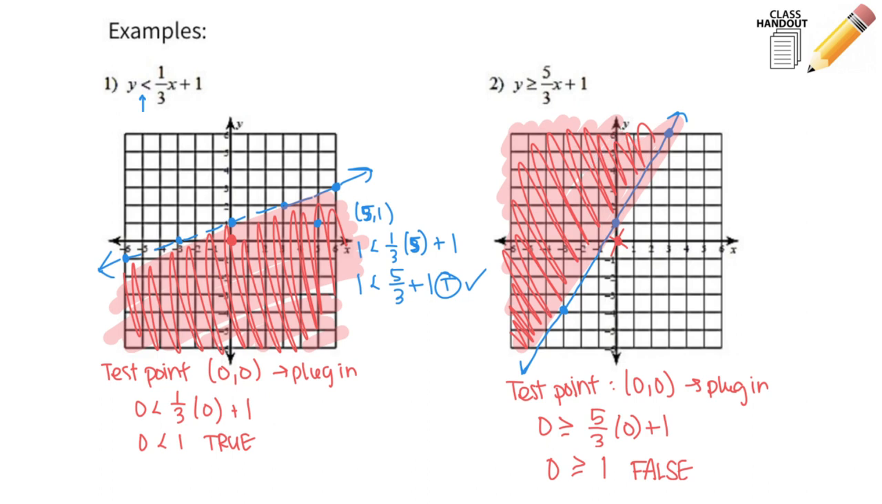So again, just to check, we could pick any point on here. Let's pick the point -3, 1. When we plug that in, it should be true. So it would be 1 is greater than or equal to 5 over 3 times -3 plus 1. So 5 over 3 times -3, that's going to be -5 plus 1. So it's going to be 1 is greater than -4. That's true, which does check out because we know that that is the shaded side.